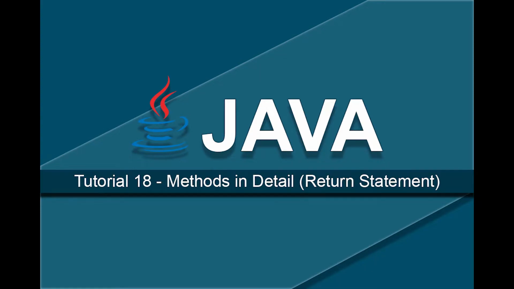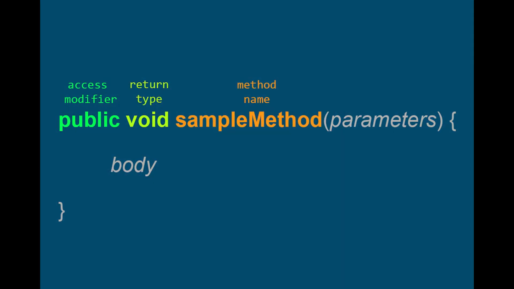In the previous video, the flow of methods was discussed. In this video, we will talk about the return statement of a method. In case you don't remember, here are the different components of a method declaration. Within this declaration, we must include a return type. Utilizing return types allows us to transfer value from one method to another.